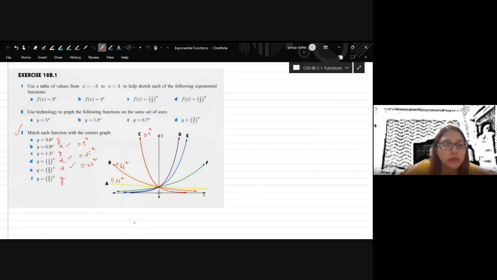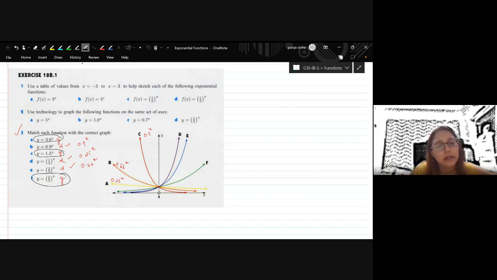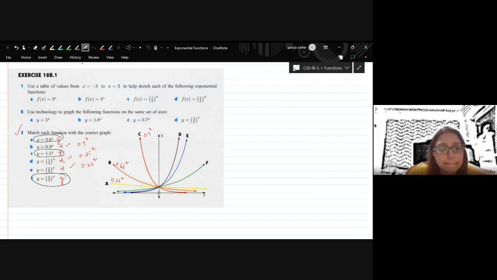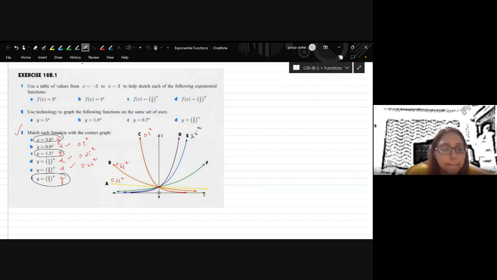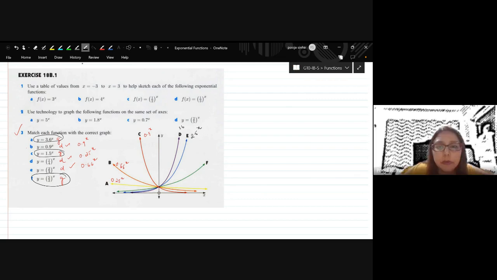Now which are the remaining growth graphs? This one, this one, and this one, right? So which one is B, F or B? F will be E. So you mean to say this is 2.5 raised to power x? And then A is D, A is D and C is F. So this is 3.6 raised to power x, and that's 1.5, and this is 1.5 raised to power x.